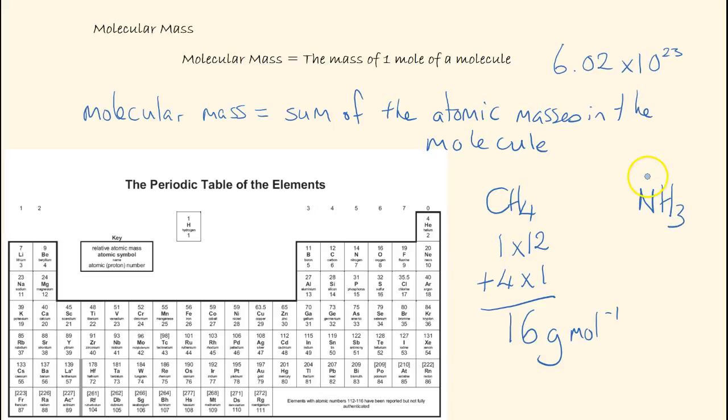We'll look at another example then, ammonia, which is NH3. Again, we have a look. We find the atomic mass, which is 14 for nitrogen. We've got one of these, so it's 1 times 14. Our hydrogen is 1 again, so that's 3 times 1. And that gives us a grand total of 17 grams per mole. We'll get plenty more opportunities of practicing calculating our molecular mass as we go through.